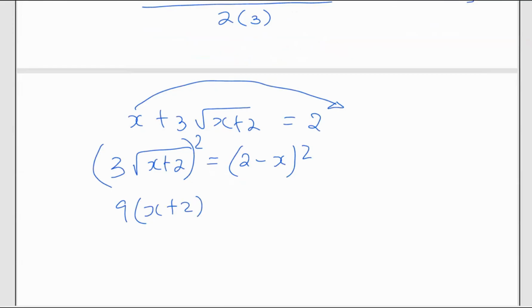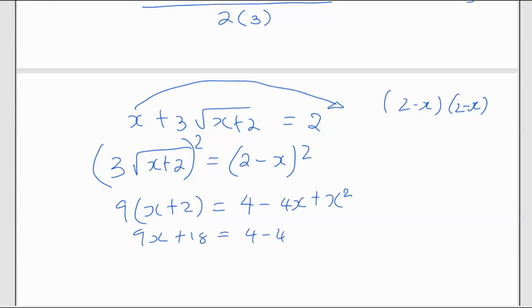We have x plus 2 is equivalent to, when I open this, because it is a 2 minus x, and then a 2 minus x. Okay, so that's going to be 4 minus 4x plus x squared. Let me open this side. 9x plus 18 is equivalent to 4 minus 4x plus x squared.